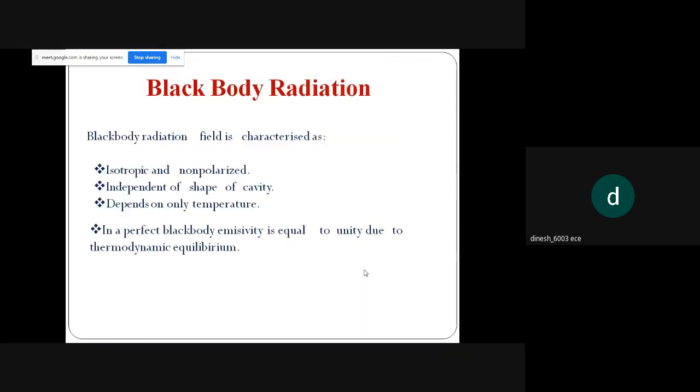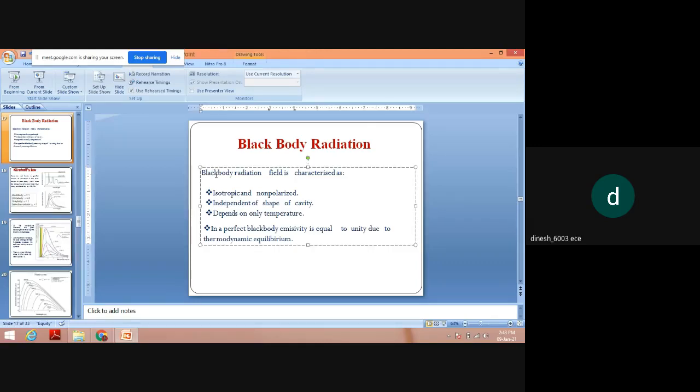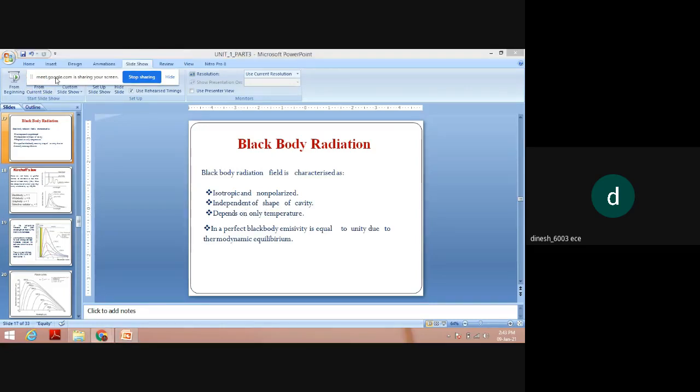Let us see that also, which is black body radiation. The black body radiation field is characterized as isotropic and non-polarized. Isotropic and non-polarized. So it is independent of the shape of the cavity.